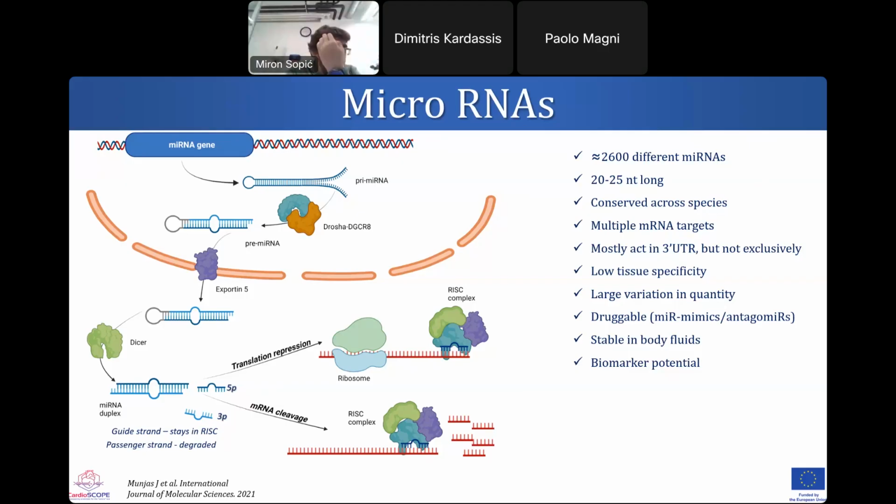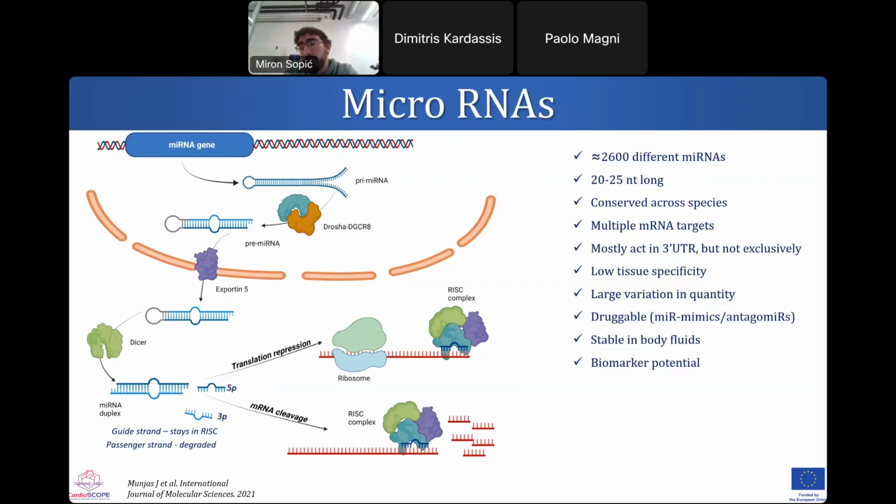Also, they are relatively different in quantity. So when you measure them in blood, some might be very well expressed and present in bodily fluids, but others might be very lowly expressed. They are relatively druggable. You can create miR mimics, so synthesize the microRNA and then administer it and use it as a drug, but also you can block certain microRNAs using antagomiRs, which is basically the anti-sequence of the specific microRNA. As I mentioned, they are present in body fluids, and they are stable there.